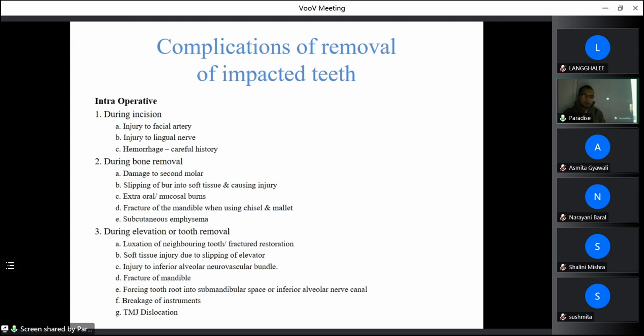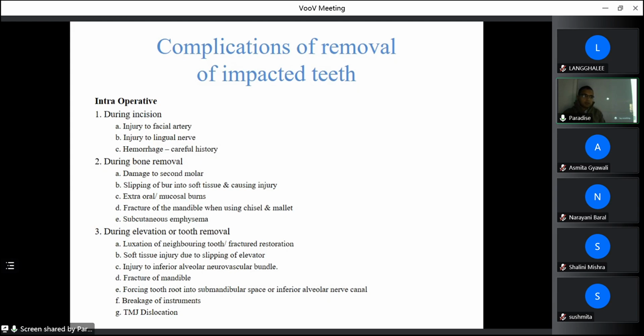During elevation for tooth removal, there is luxation of the neighboring tooth or fracture of restoration, especially the second molar gets luxated, or if there is any restoration, you may fracture those restorations. There may be chances of soft tissue injury due to slippage of the elevator, and injury to the inferior neurovascular bundle if the molar is deep. If it is associated with the inferior canal, then you may damage the neurovascular bundle.